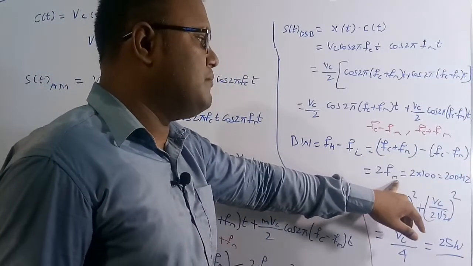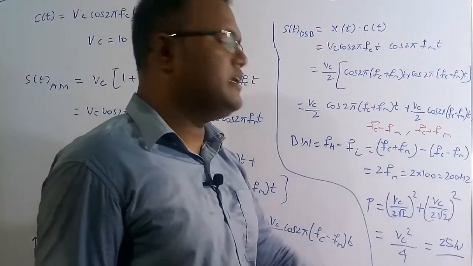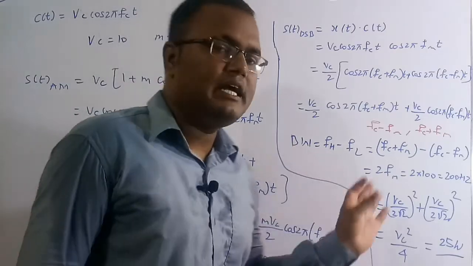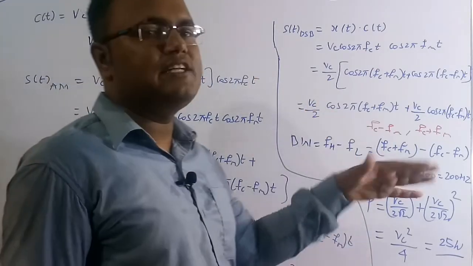It is nothing but 2fm. fm value we all know which is 100 Hz. So therefore 2 into 100 is nothing but 200 Hz. So this is the bandwidth of the DSB signal. Now we need to find what is the power. Same thing, the RMS value of the S signal square we need to do.